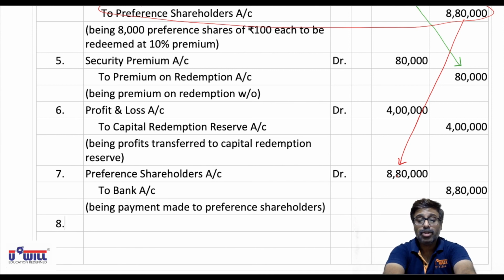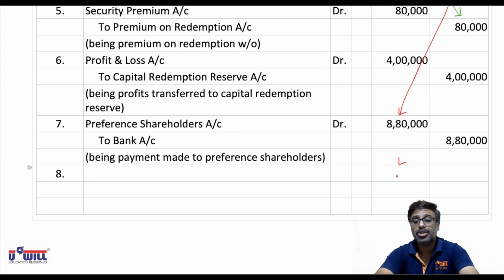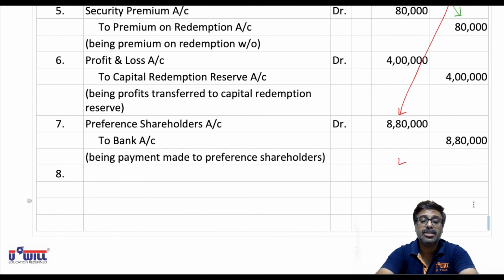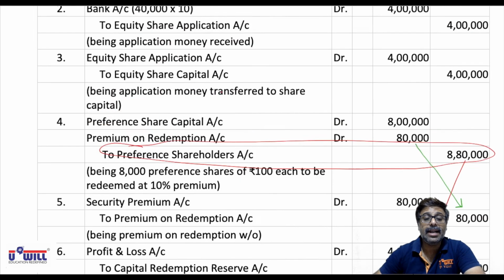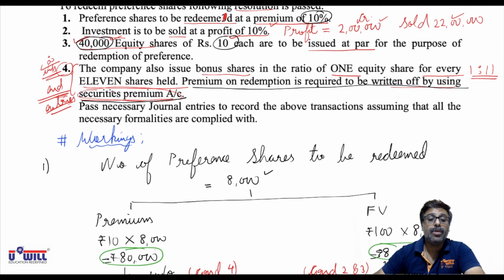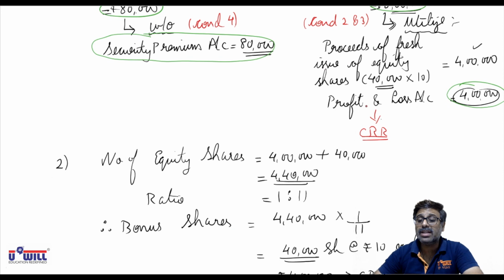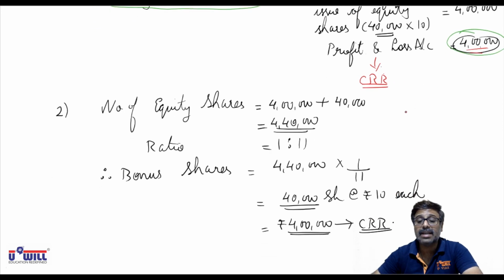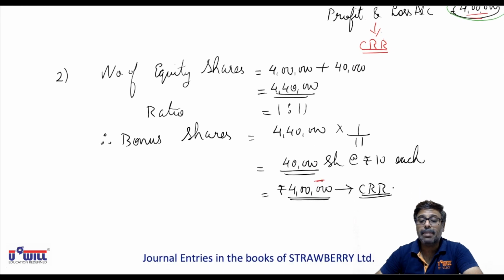And 2 extra entries will come in this question for issue of bonus shares. Because it is given in adjustment number 4 that the company also issues bonus shares in the ratio of 1:11. That is the purpose why we transfer this P&L to CRR, because the capital redemption reserve of 4 lakhs can be used here to issue the bonus shares.